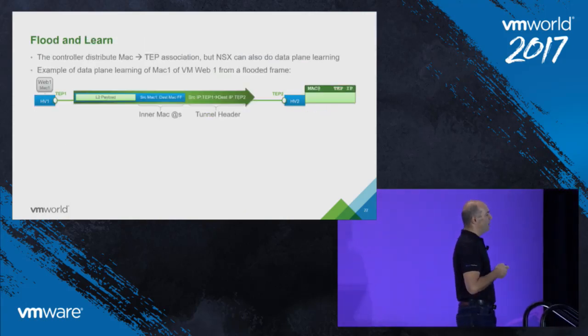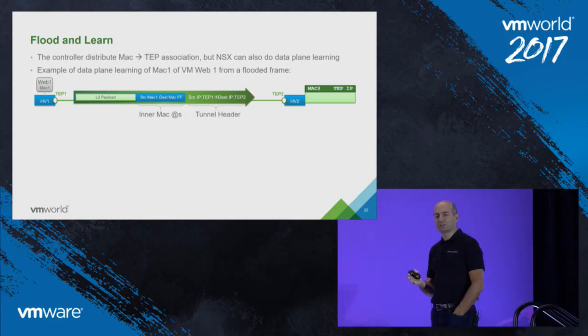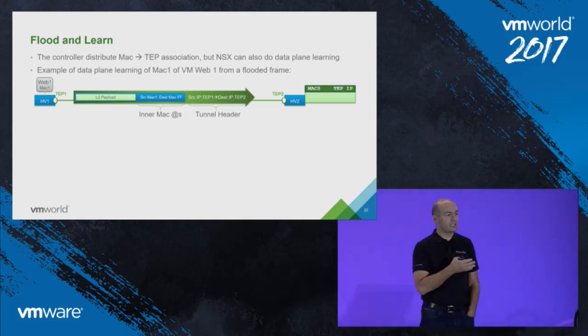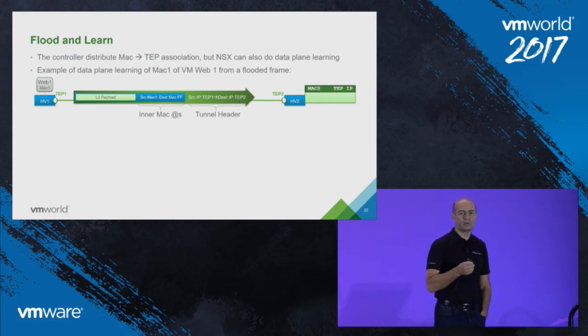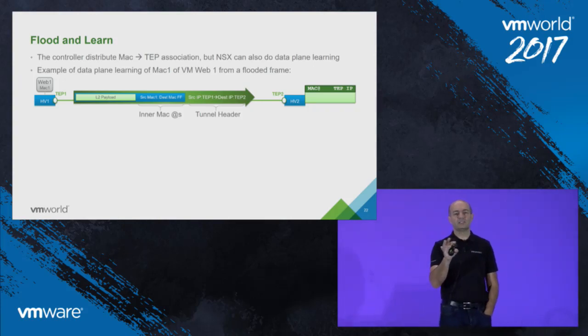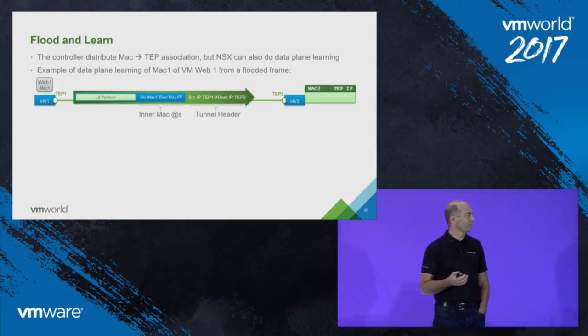And I mentioned that the controller knew the MAC to TEP association, right? And it is capable of pushing, or the hypervisor can pull this information if needed. But we can also do data plane learning. So again, the controller is not really in the data path, right? So we can survive without the controllers.